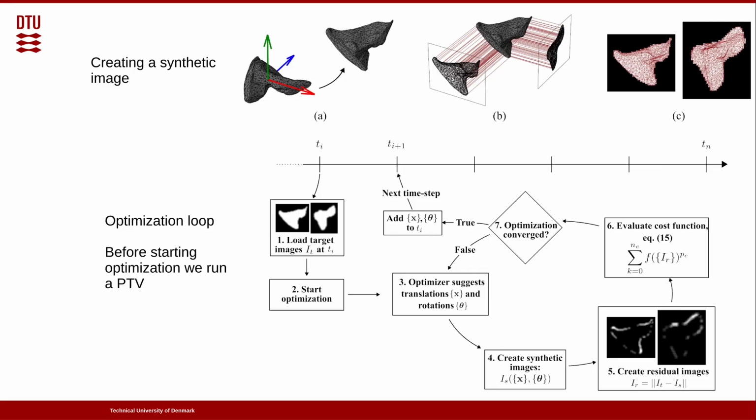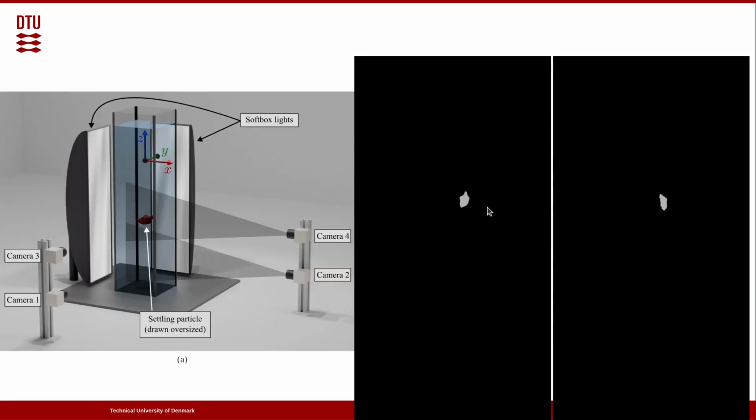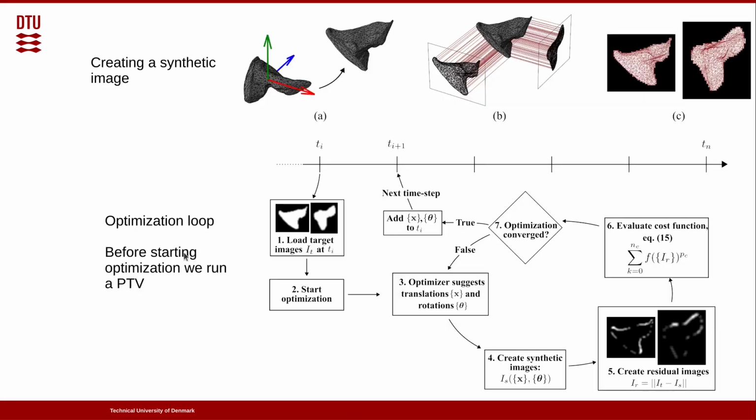We assume we know the shape of the particle we're trying to track, and then we can move this and rotate it in 3-dimensional space on the computer. Then we can project it to each camera using our camera calibration. That's where this is important. Then we can rasterize it, creating what we call a synthetic image. And then we take this synthetic image and we try to match this to our target image here. This is done in an optimization loop, which is illustrated below here.